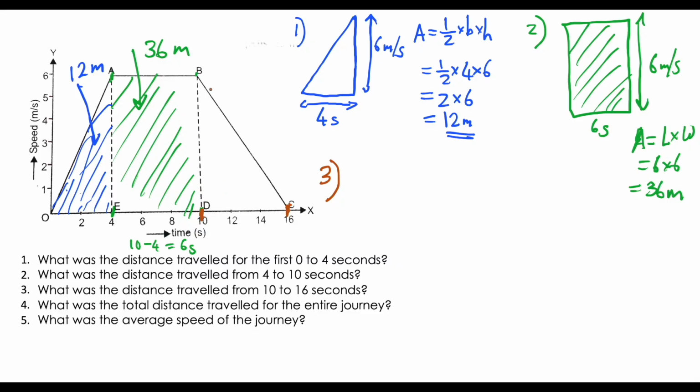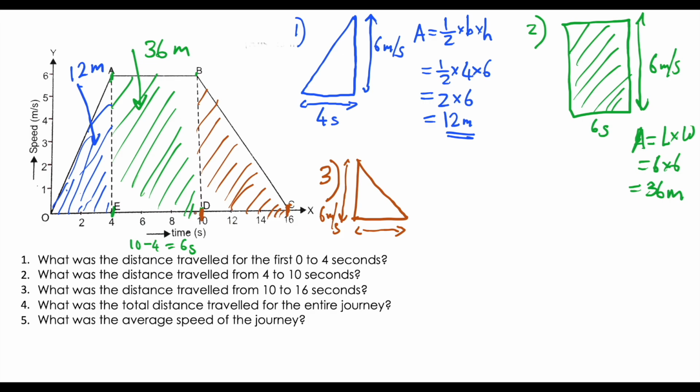We want to figure out what is the distance traveled from 10 to 16. If we're using a speed-time graph, in order to figure out the distance, we have to calculate the area. This shape here is a triangle. The max height at this point went up to 6 meters per second, and from here to here is 10 to 16. So what is 10 to 16? 16 take away 10 gives us 6. So from here is 6 seconds: 6 meters in height, 6 seconds in base.